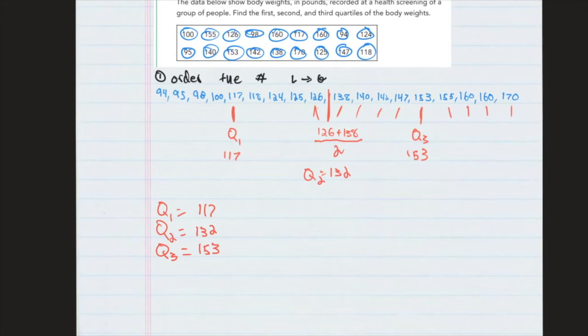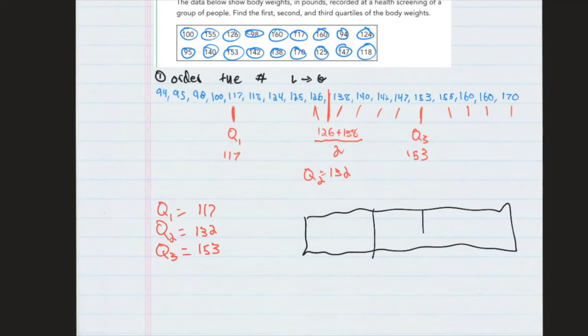Okay. And if you think about that as the box that we talked about, or if you look back at the first page, think about that box that we had. 117 would be my first quartile. 132 is in the middle. And then 153 is here. And then we talk about each one of those being percents. So this is 25%, 25%, another 25%, another 25%.